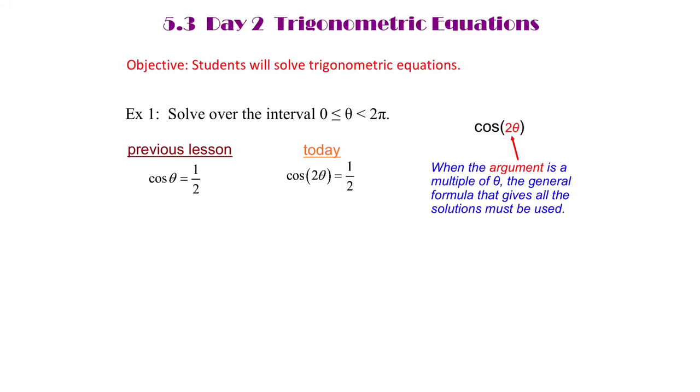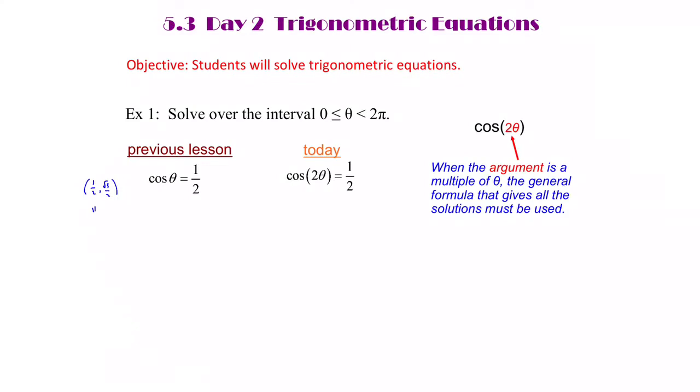Section 5.3, Day 2, Trigonometric Equations. We're still going to solve trig equations, but we're going to look at something a little different today. If you look at example 1 here, we're going to solve cosine of theta equals 1/2. Now we did this in the previous lesson, so we know that with cosine of theta equaling 1/2, we're looking at the ordered pair 1/2 comma square root of 3 over 2.